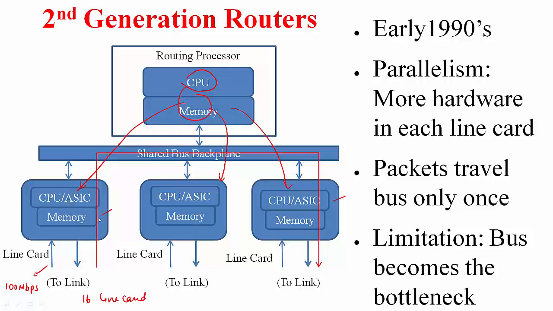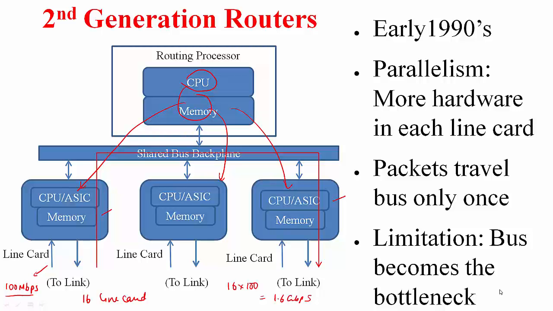So the worst case happens when each of the line cards are receiving data at 100 Mbps. So if you don't want any queues to build up as part of your line cards, your bus should operate at 16 into 100 Mbps, that is 1.6 Gbps. What if these line cards are 1 Gbps links? Then your bus has to operate at 16 Gbps.